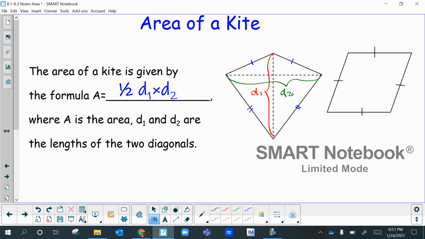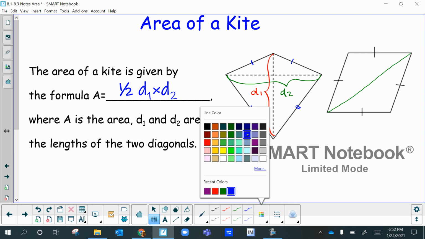This over here, you're probably thinking that's not a kite. It is a kite because you have two pairs of consecutive sides that are congruent. So the rhombus is a special kite because it falls under that same category of two consecutive sides being congruent. It just so happens they're all congruent. So you can still draw in your two diagonals. That can be diagonal 1, and the other one can be diagonal 2.